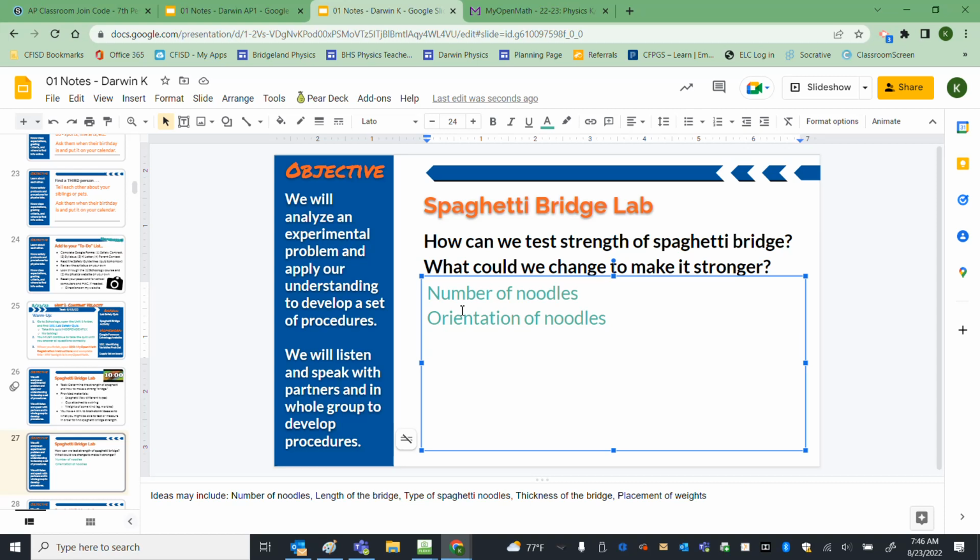Any other ideas? Yes, sir. Okay, so the way that they're packed, so I guess putting them in a bundle instead of next to each other. Okay. Any other ideas? What else could affect the strength of the bridge? What else could you change? I feel like if the noodle's too long, it's just gonna snap. Okay, so the length of the noodles. Yeah. Or span of the bridge, how long the bridge is.